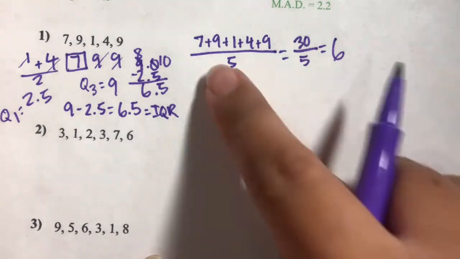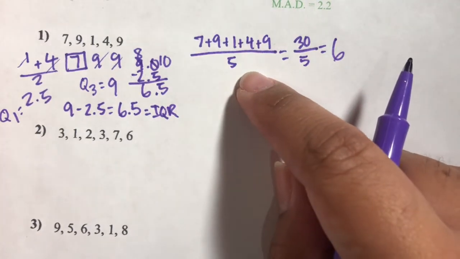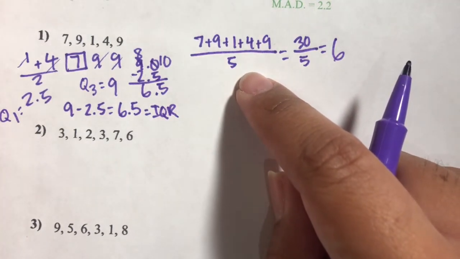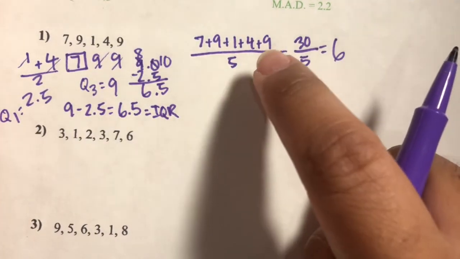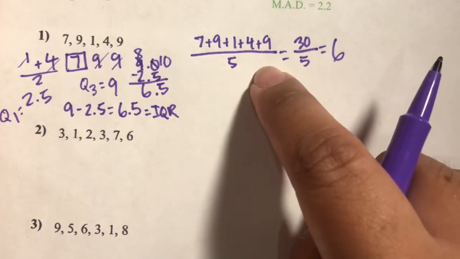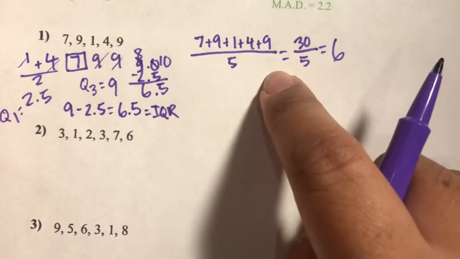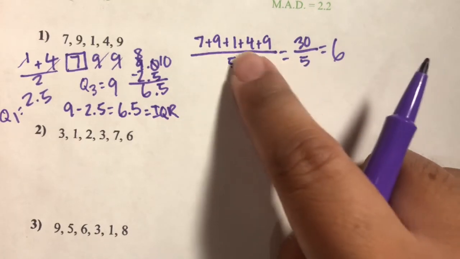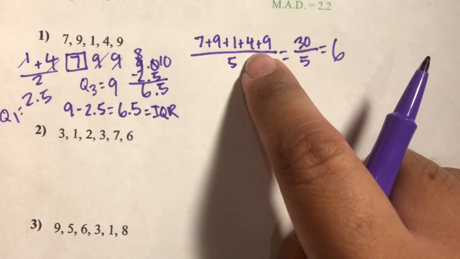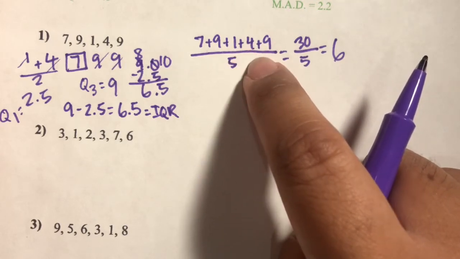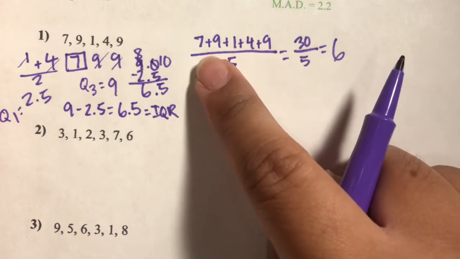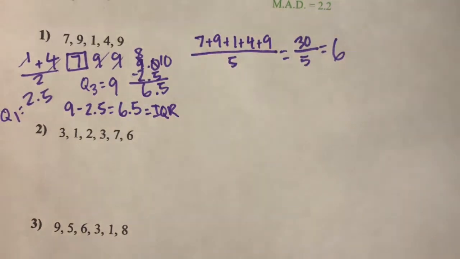Okay, and when you're adding for the mean, make sure to double check your math, especially when you have a large data set. Since this is such a small one, we can just do that really quick. So 9 plus 1, 10 plus 4, 14. 14 plus 9 is 23, plus 7 is 30. Okay, all right.